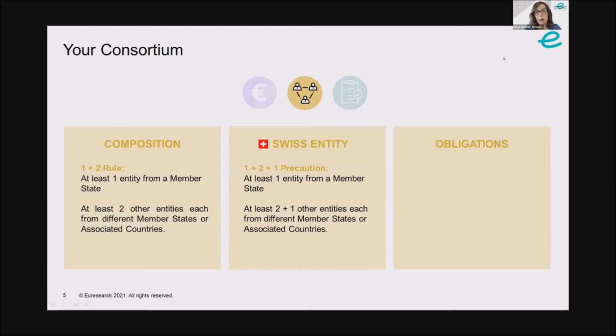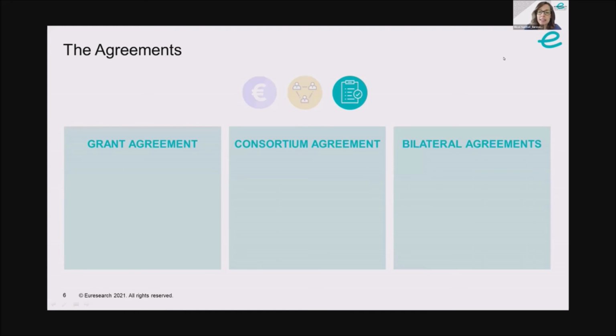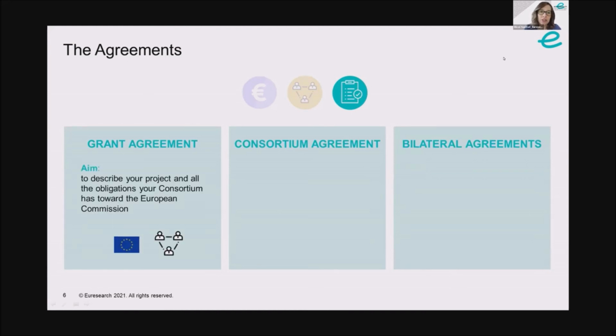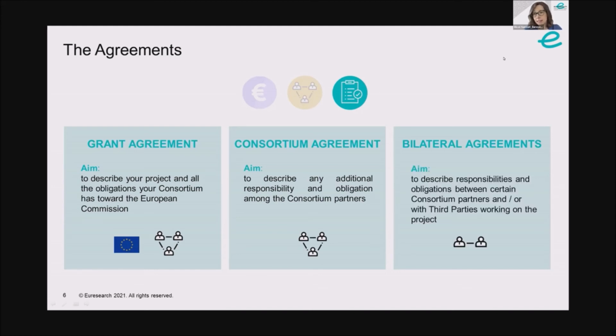And finally, the consortium has a lot of obligations. These are obligations stated in different types of agreements. Which agreements? The grant agreement, which is the main contract between your consortium and the European Commission. The consortium agreement, which is the agreement among the partners of your consortium. And finally, any other bilateral agreement that may be made between you and a partner of your consortium, or you and a third party that will work on the project as well.